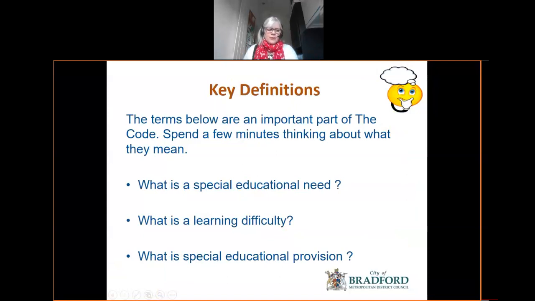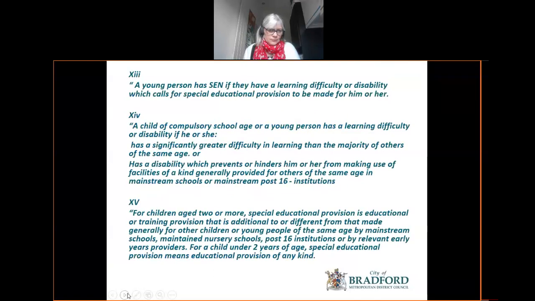So there are some key definitions and terms within the Code of Practice. Spend a few moments just having a look and seeing if you can define those that I have listed here. On this slide, I have defined the terms for you, and the appropriate sections from the Code of Practice are detailed here.